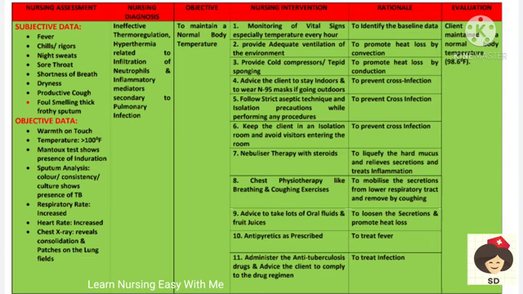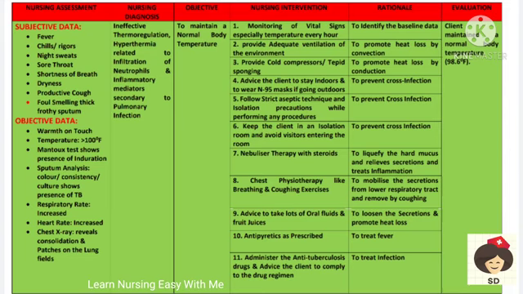Next is ineffective thermoregulation, hyperthermia, related to infiltration of neutrophils and inflammatory mediators secondary to pulmonary infection. So the patient may have fever, chills, night sweats, etc. So you have to maintain normal body temperature and monitor vital signs, especially temperature. Adequate ventilation should be provided. Cold compress or tepid sponging to decrease the temperature should be given. And advise the client to stay indoors and wear an N95 mask so that it will prevent cross infection. And whenever we are giving care for the patient, we have to follow strict isolation technique.